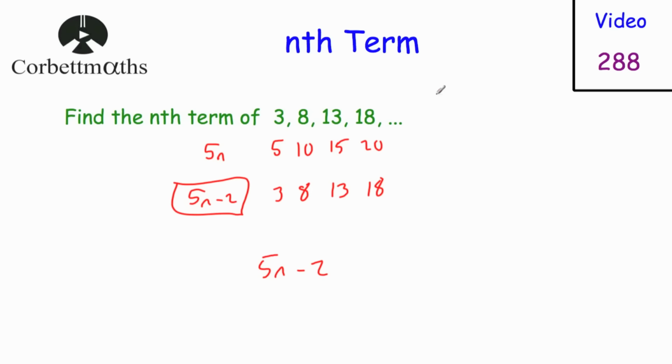So if I want the 100th term, I can do 5 times 100, which is 500, take away 2, which would be 498. So the 100th term in this sequence, without having to list them all down, would be 498. And that's great. It saves us a lot of time and effort.